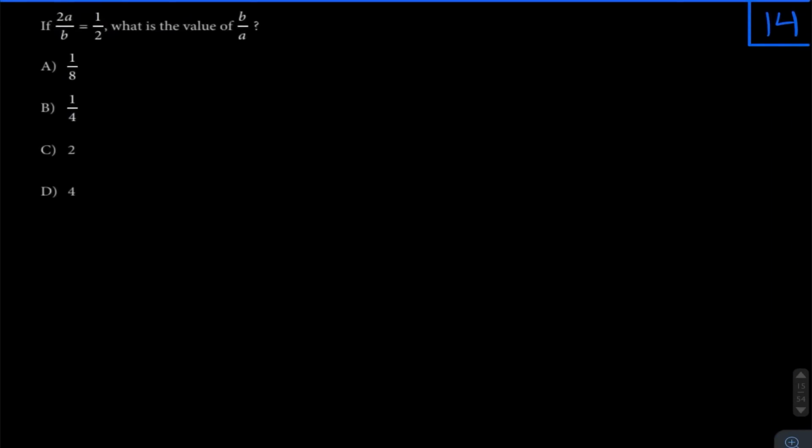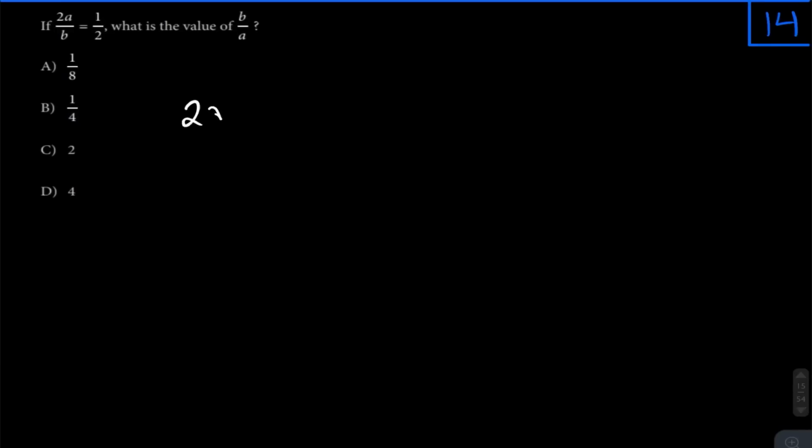The next problem is a breather. This is a really nice problem. We get that 2a over b is 1/2, and it asks what's the value of b over a. So for this problem, we're given a over b, and we want to find b over a. I feel like this is a really, really common problem on the SAT, right?